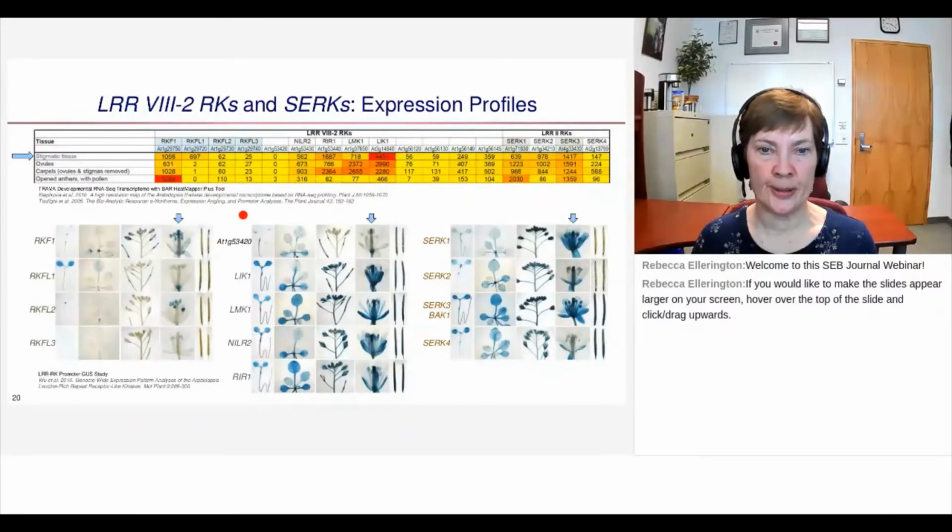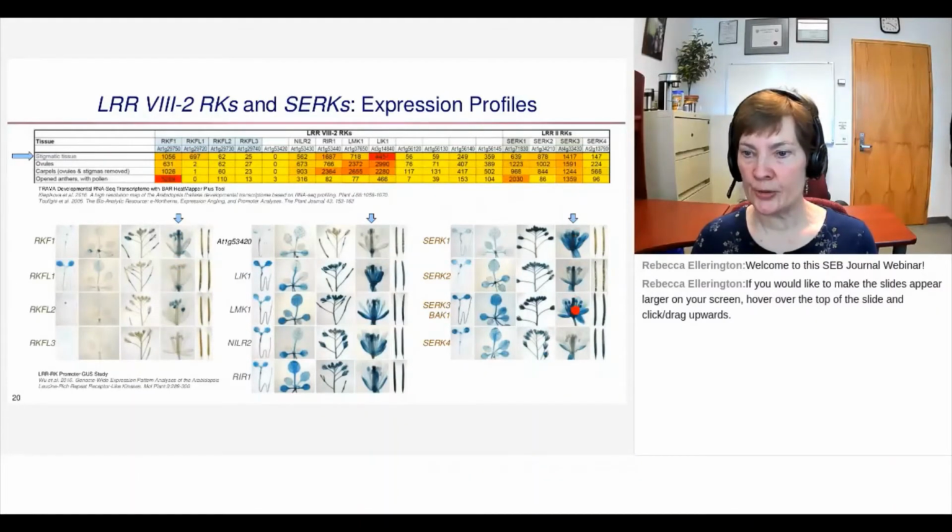It turns out these receptor kinase genes are expressed in a large number of tissues, but that does include the stigma. And down here is data from a LRRK promoter GUS study. Wu et al. basically cloned promoters from over 200 leucine-rich repeat receptor kinase genes and fused them to GUS to show where they're expressed. We could see that RKF1 is expressed nicely in the stigma and the style of the pistil. RKFL1 in this promoter GUS study shows a little bit less expression, but we do know it's expressed in the stigma.